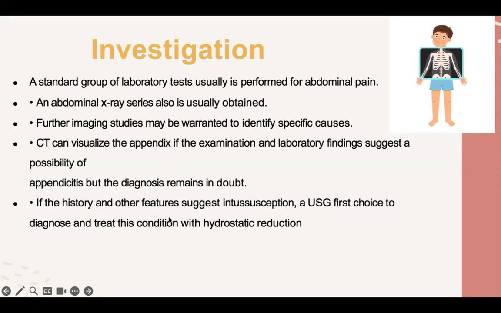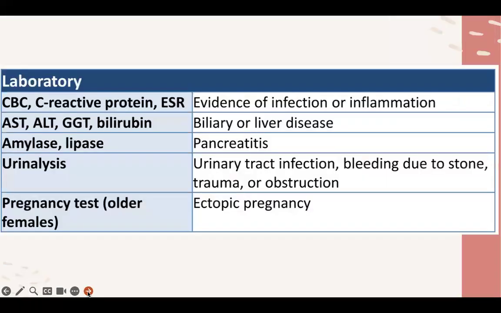If there is a history and other features of intussusception, USG is the first choice to diagnose and treat this condition with hydrostatic or pneumatic reduction. So after initial examination and history, we need to perform targeted investigation. In every child with fever and other red flag signs, always involve laboratory tests like CBC, CRP, ESR. And whenever there is jaundice, look for biliary or liver disease.